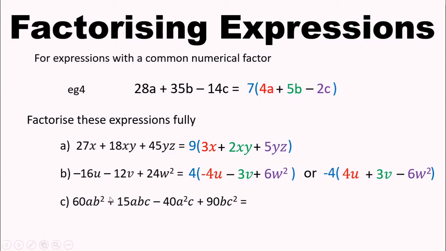Note they're separated by these plus and minus signs. What do they all have in common as a common factor? I know you're thinking, oh, they all have A in them, but they don't. This one doesn't have an A. Do they all have B in them? No, this one doesn't have a B. And they don't all have C in them, so forget about those letters.